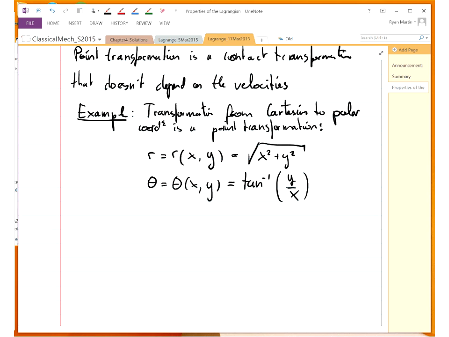And you might actually argue that the polar transformation isn't, because what if x equals 0? Then y over x is infinite. But you can handle that and make it continuous by just defining the special case when x equals 0. So when r equals 0, theta is not really defined, right, in polar coordinates.